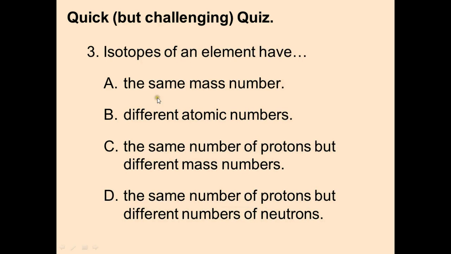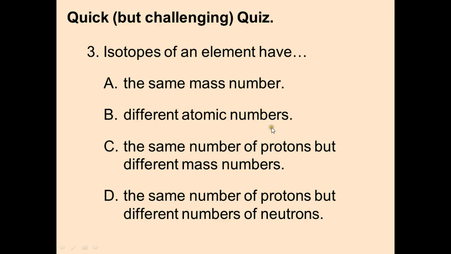Isotopes of an element have A, the same mass number, B, different atomic numbers, C, the same number of protons but different mass numbers, or D, the same number of protons but different number of neutrons. Well, let's just start eliminating answers. A, the same mass number. This is false because isotopes have different numbers of neutrons, and the neutrons are used to calculate the mass, so they do change the mass. So you can eliminate A.